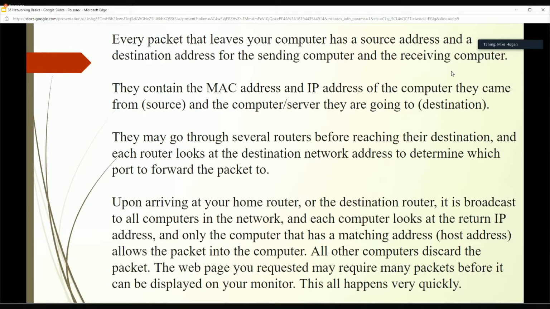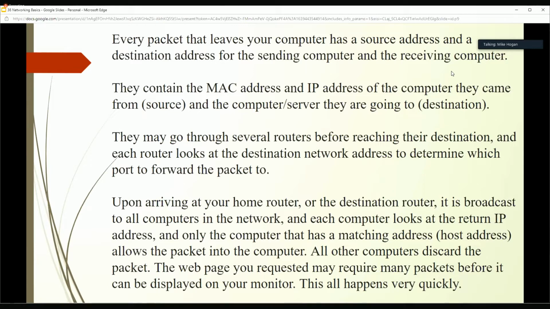They may go through several routers before reaching their destination, and each router looks at the destination network address to determine which port to forward the packet to. Upon arriving at your home router or the destination router, it is broadcast to all computers on the network, and each computer looks at the return IP address, and only the computer that has a matching address, a host address, allows the packet into the computer.